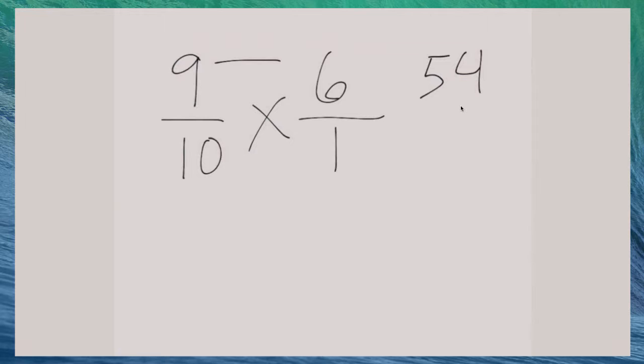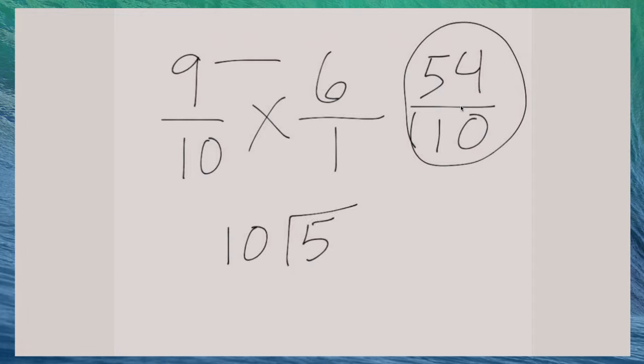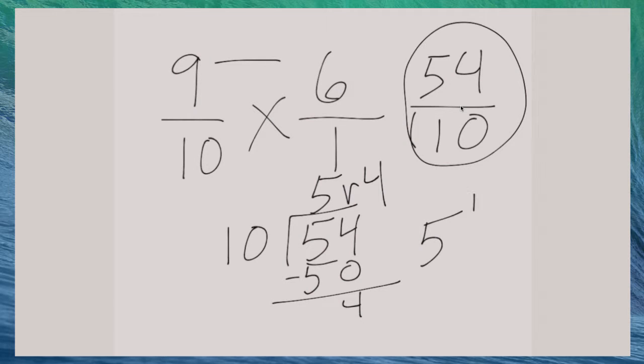Let's go with 9/10 times 6. I start out by making my whole number into a fraction by putting a 1 under it, and now I multiply my numerators. 9 times 6 is 54, and 10 times 1 is 10. I convert my improper fraction into a mixed number. So 10 divided into 54 will go 5 times, with 4 left over. That gets me a mixed number of 5 4/10.